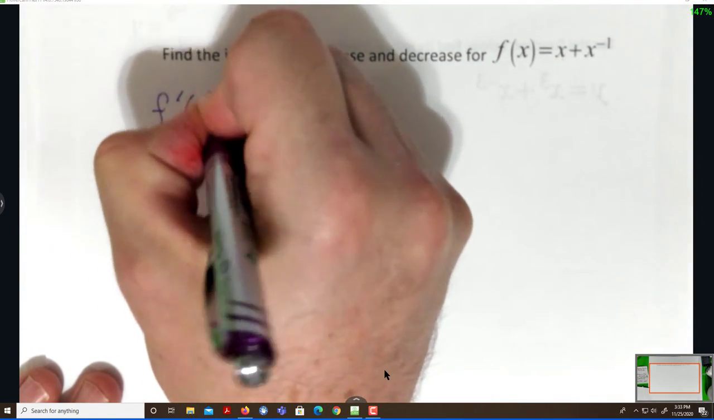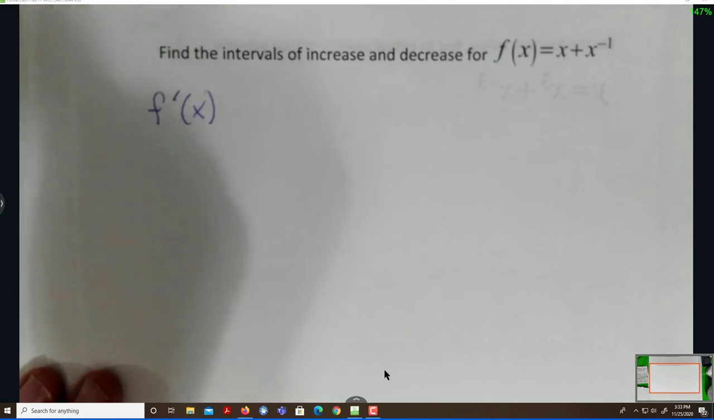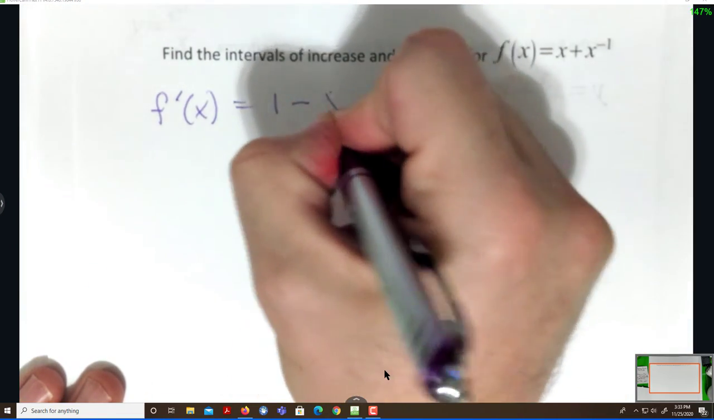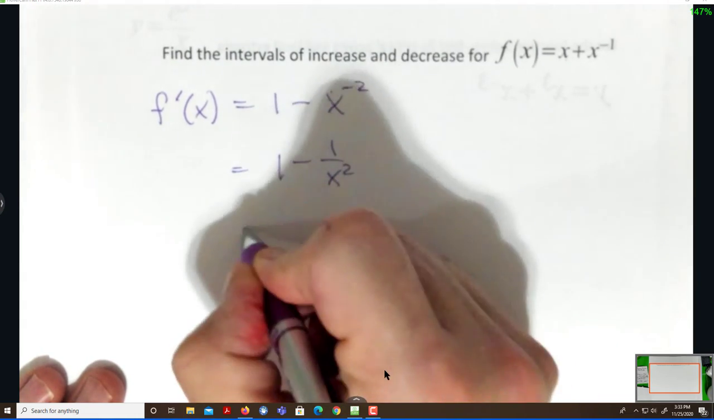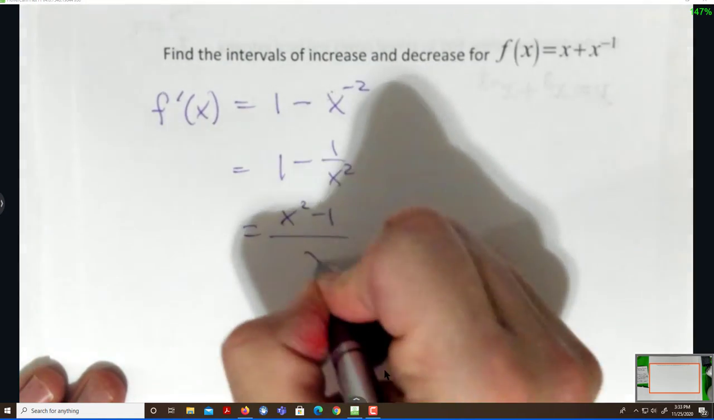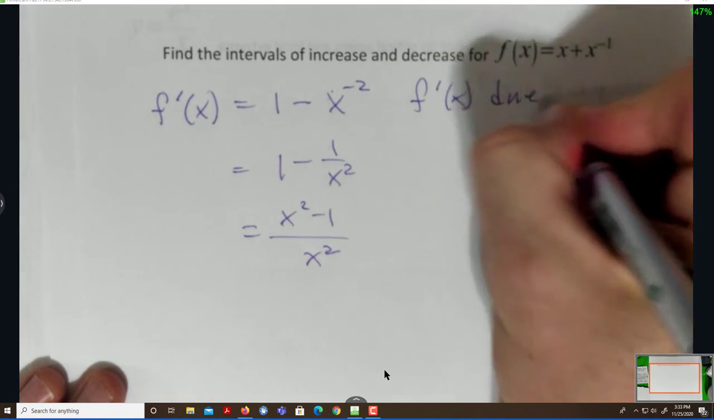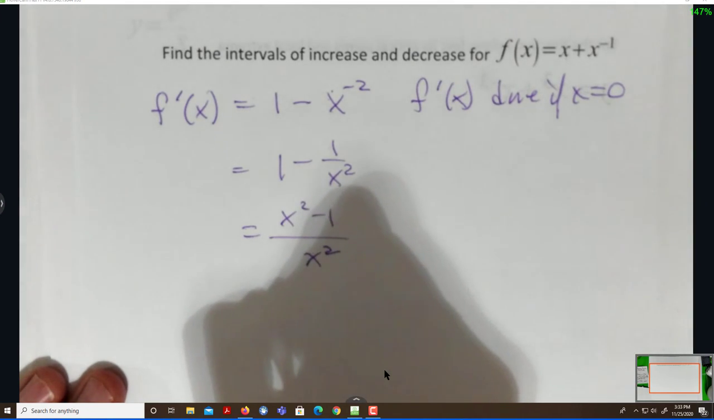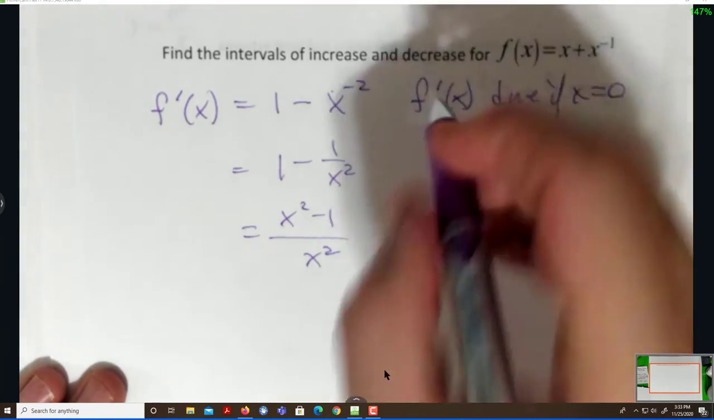Now, you should remember that critical numbers are domain values where the derivative is either 0 or does not exist. So this would be 1 minus x to the minus 2, which is 1 minus 1 over x squared, which is x squared minus 1 over x squared. F prime of x does not exist if x is 0. However, 0 is not a critical number. Why? Because x equals 0 is not in the domain.